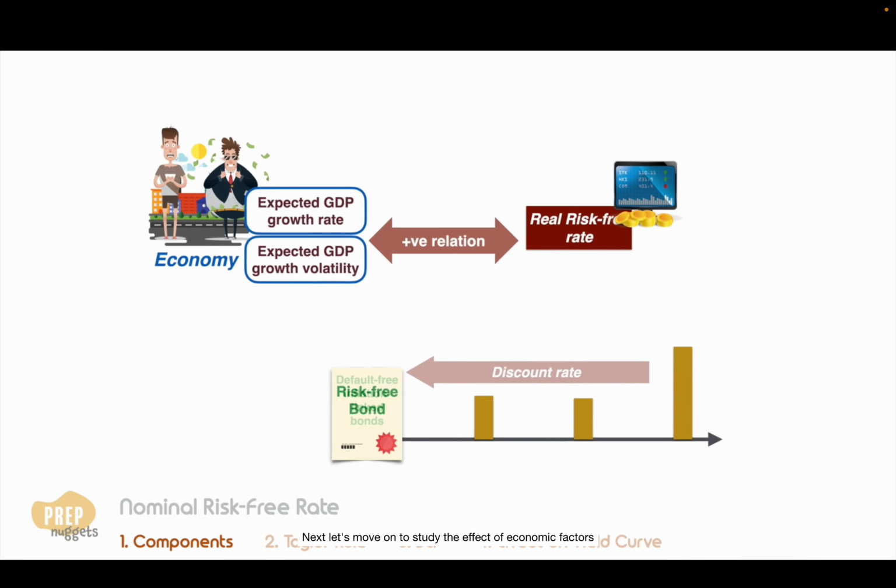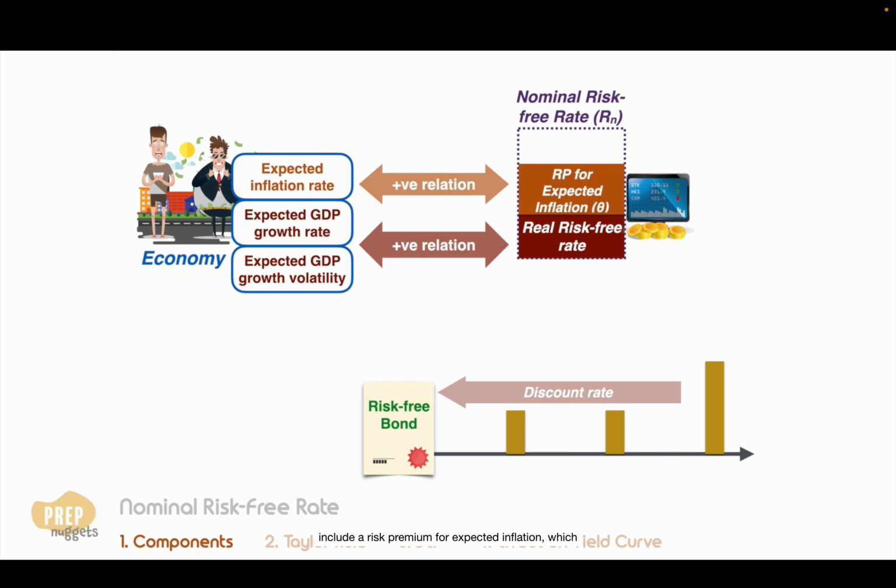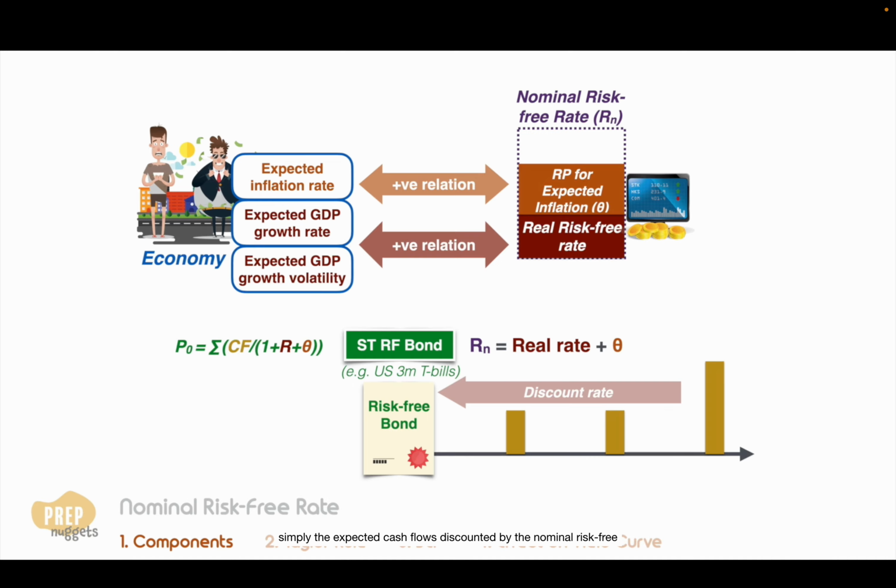Next, let's move on to study the effect of economic factors on nominal risk-free interest rates. Nominal rates include a risk premium for expected inflation, which we denote using the symbol theta. For short-term risk-free securities like US T-bills, the discount rate is therefore the nominal interest rate, which is comprised of real risk-free rate and expected inflation. The price of a T-bill is simply the expected cash flows discounted by the nominal risk-free rate.